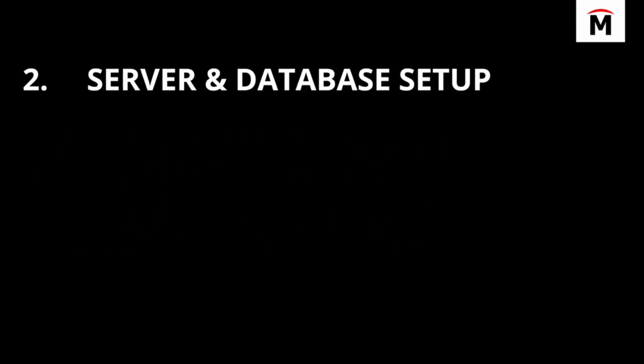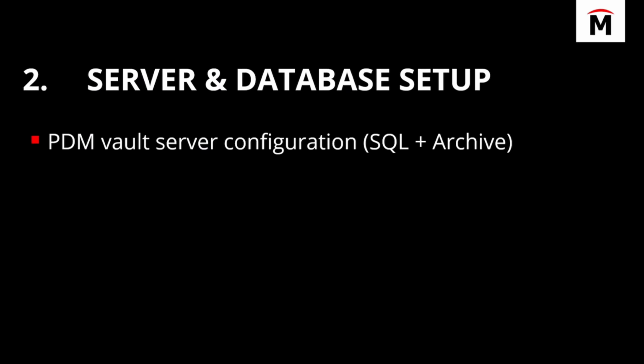Now, once we've outlined that through our discovery and through our roadmap or scope of work, that generally leads us into the second step. And this is where kind of the rubber meets the road. This is what we call server and database setup. During this phase of a project, this is when we actually install all of the Vault server configuration, mainly what we call the SQL service and your PDM archive and database service on your hardware. We generally know what the setup is going to be during that discovery phase.